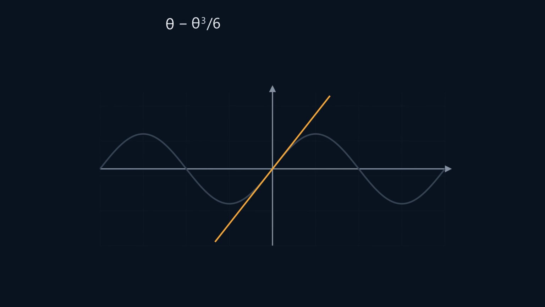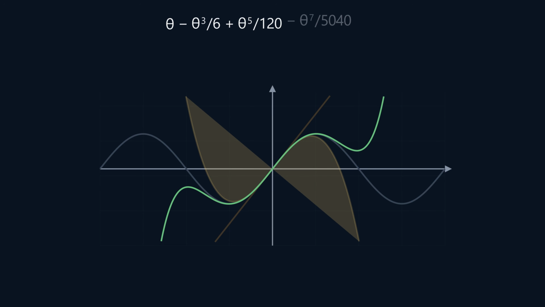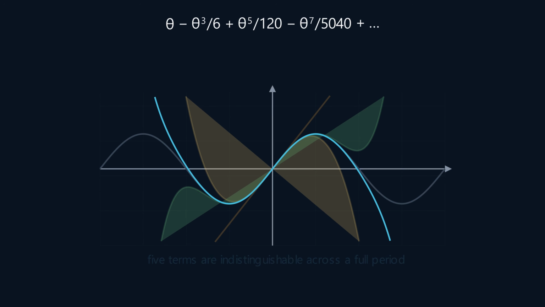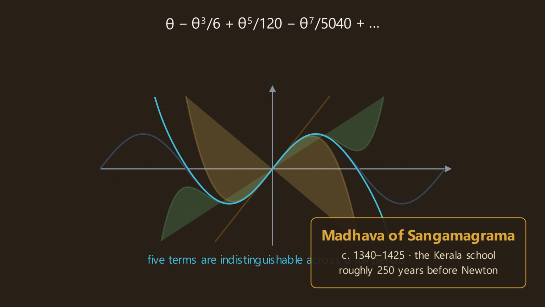So how does a calculator actually compute a sine? Not from triangles. It uses an infinite series. Theta minus theta cubed over 6, plus theta to the 5th over 120, and so on. Remarkably, that series was discovered in India by Madhava of Sangamagrama around 1400, roughly 250 years before Newton.